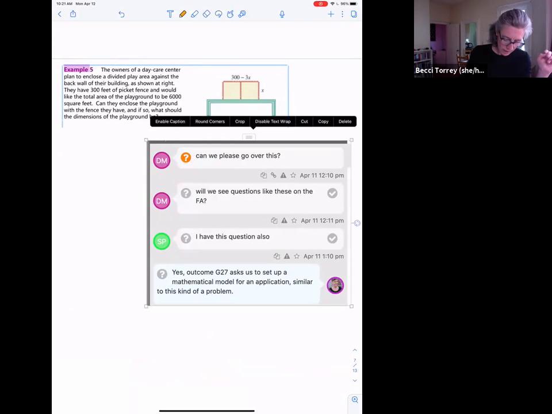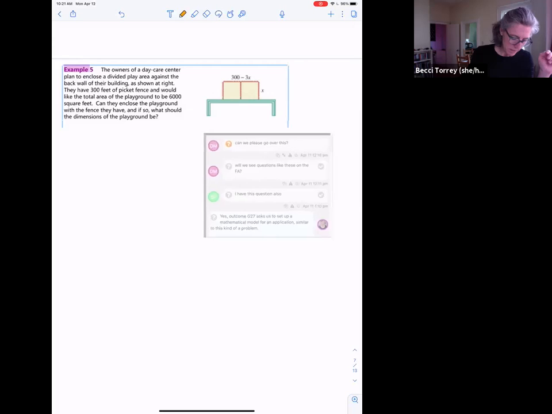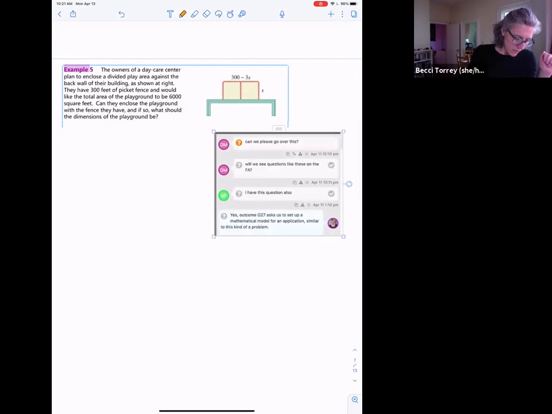So I'm going to make this a little smaller so we have some more space. This one says the owners of a daycare center plan to enclose a divided play area. They kindly drew us a picture. So they're going to have this play area, and they're going to divide it in two. Maybe they're going to put some kids on one side and some on the other.